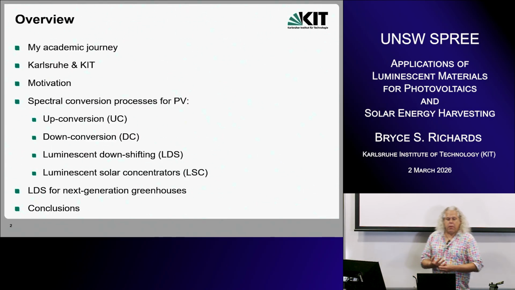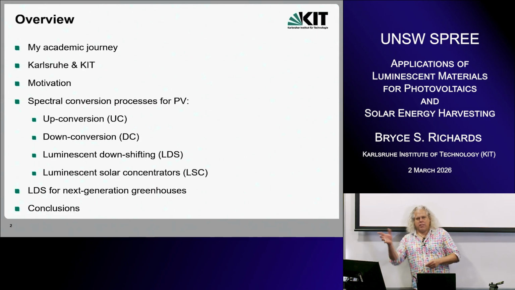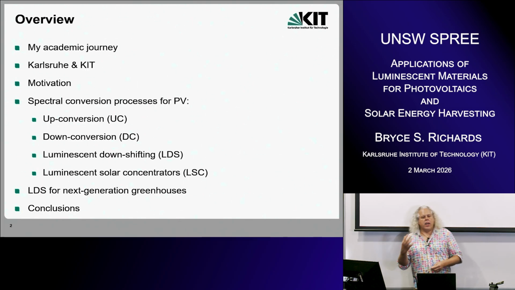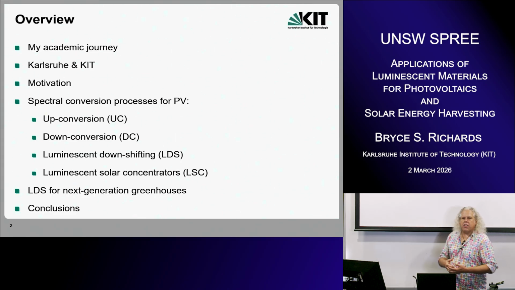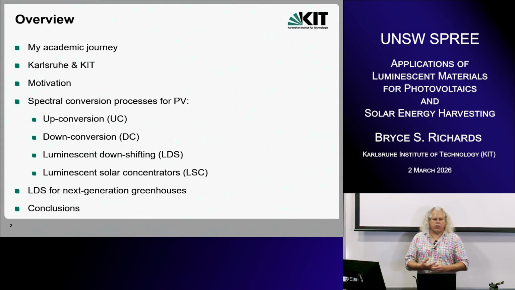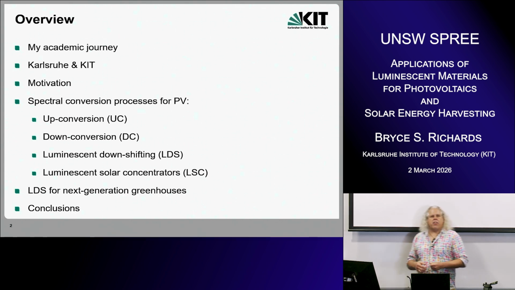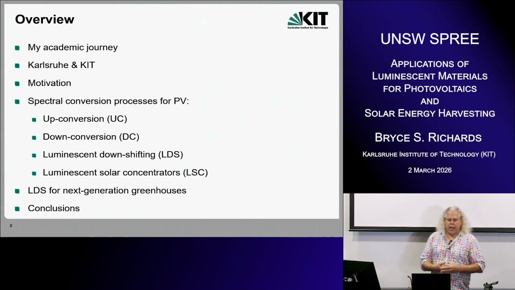A little bit of an overview of what I want to go through today. 2 slides briefly about my academic journey, because it's been a bit tortuous, as Ned commented there. A little bit about where I'm from, Karlsruhe and KIT now, the motivation why you might want to do this. 4 different spectral conversion processes, so up conversion, down conversion, luminescent downshifting, and then the luminescent solar concentrator technology. Before then touching on this other solar technology, which doesn't really involve PV for me at least, which is on next generation greenhouses.